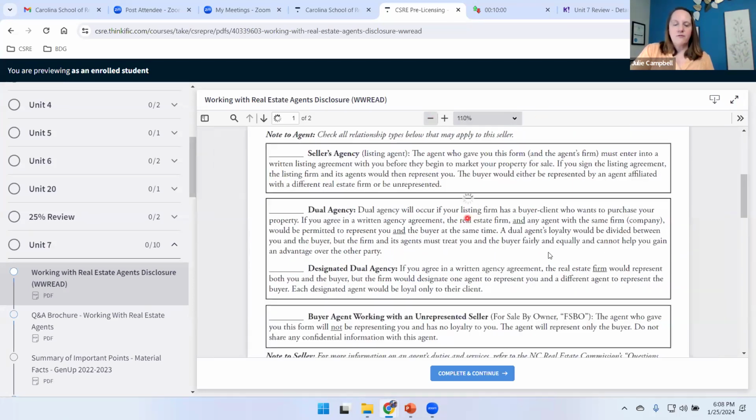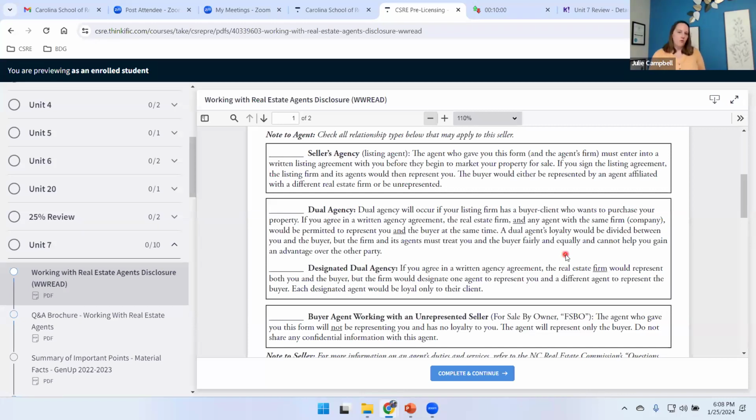And we come down a little bit further. We have a note to the agent, check all relationship types below that may apply to the seller. This is the seller's version. And what we have here is a brief little description on seller's agency, dual agency, designated dual agency, and then buyers working with an unrepresented seller, also known as a for sale by owner. I think you guys should read this because it gives you another explanation of dual and designated agency.